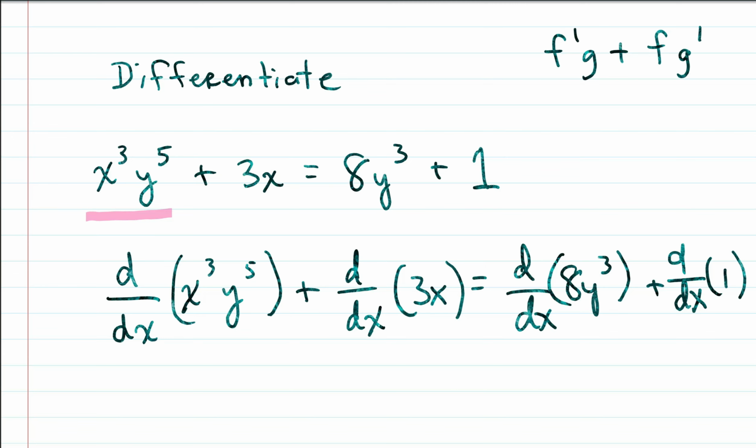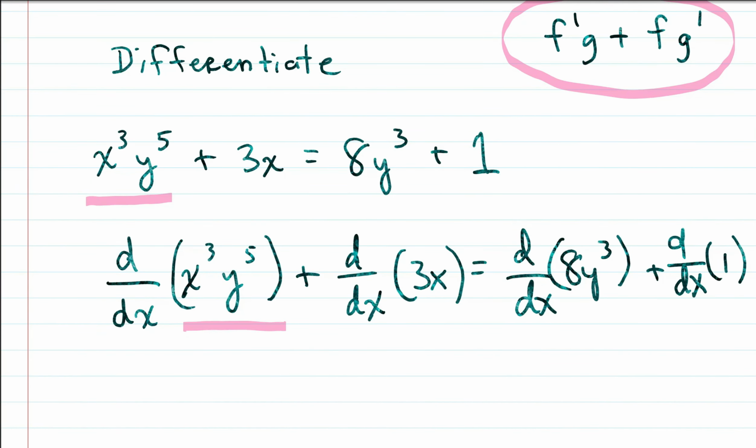With that next part, we see x to the third y to the fifth. Those are two different functions. You can call x to the third your f and y to the fifth your g, and that's why I wrote it at the top right here: we're going to have to apply the product rule to that. So we apply the product rule to taking the derivative of x to the third y to the fifth. The product rule says take the derivative of your first function, that f function.